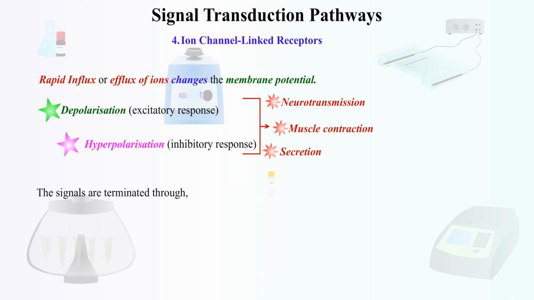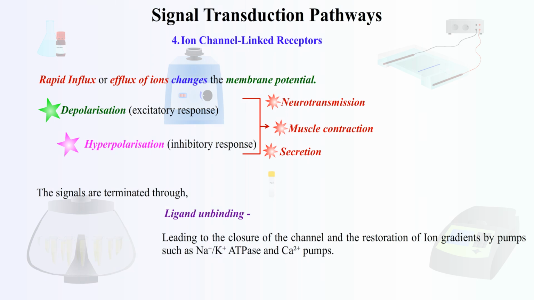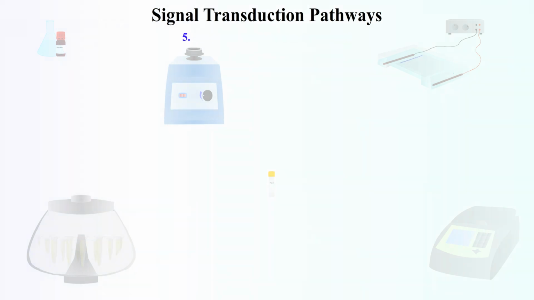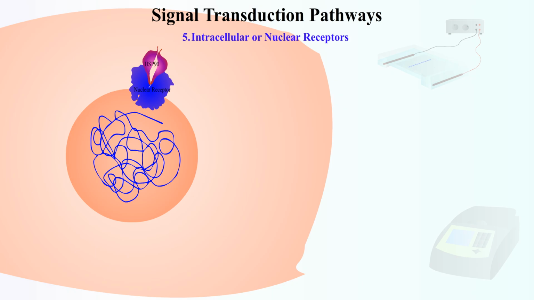The signals are terminated through ligand unbinding, leading to the closure of the channel and the restoration of ion gradients by pumps such as the sodium-potassium ATPase and calcium pumps. Rapid response ensures fast signaling. 5. Intracellular or nuclear receptors. These receptors are located inside the cell, in the cytoplasm or nucleus, not on the cell surface. They act as ligand-activated transcription factors.